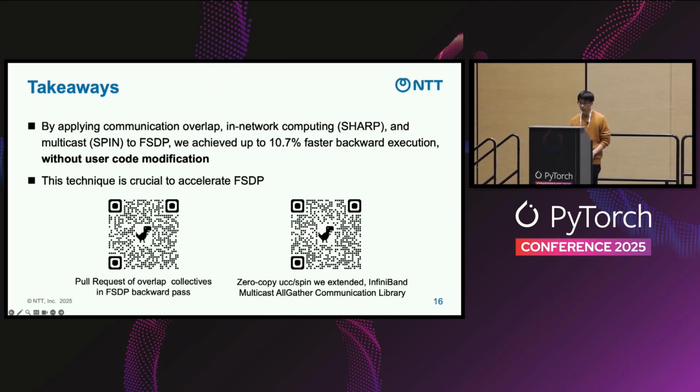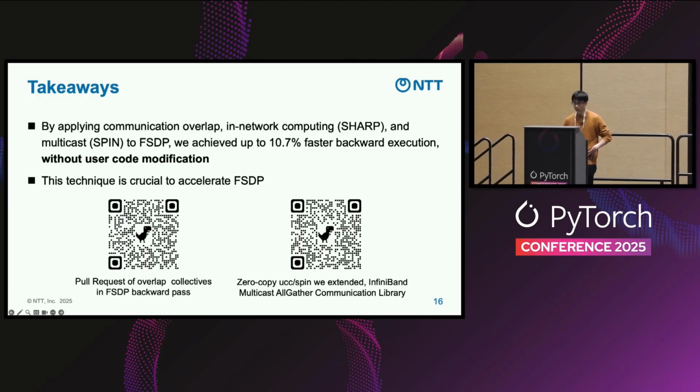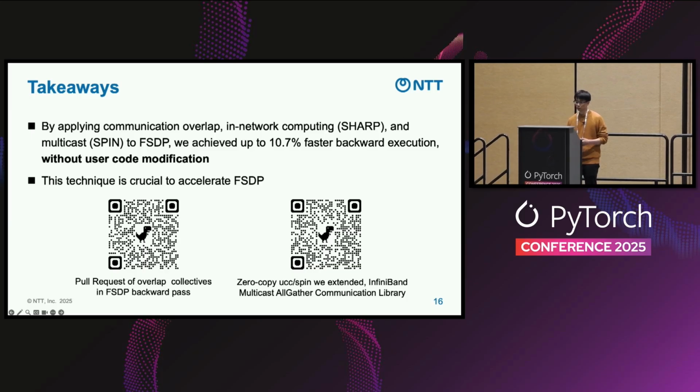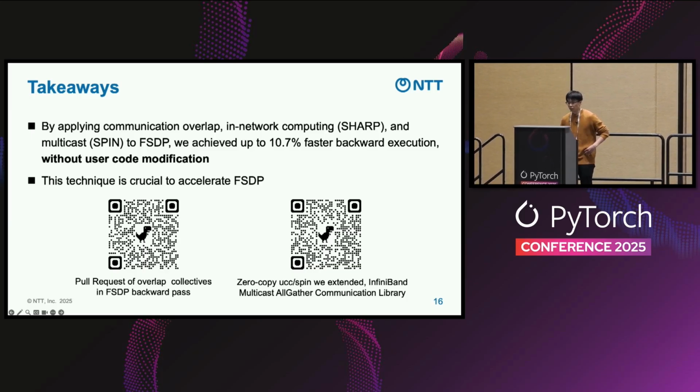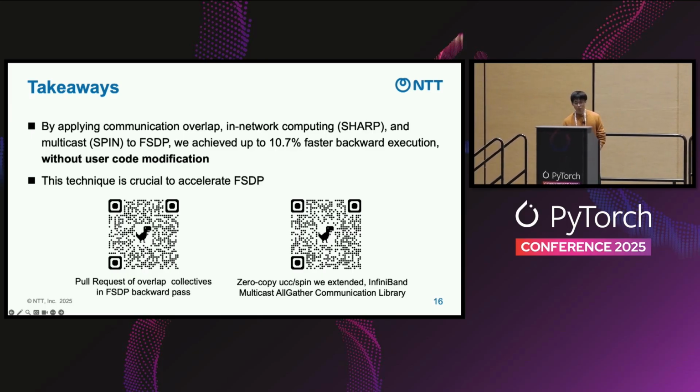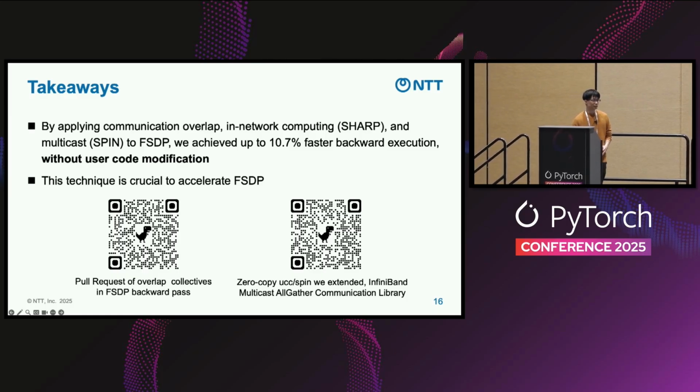So this is the last slide of the takeaways. By applying communication overlap in network computing and multicast to FSDP, we achieved up to 10% faster backward execution of FSDP workload without user code modification. So this technique is crucial to accelerate FSDP. So that's all from me. Thank you for listening.